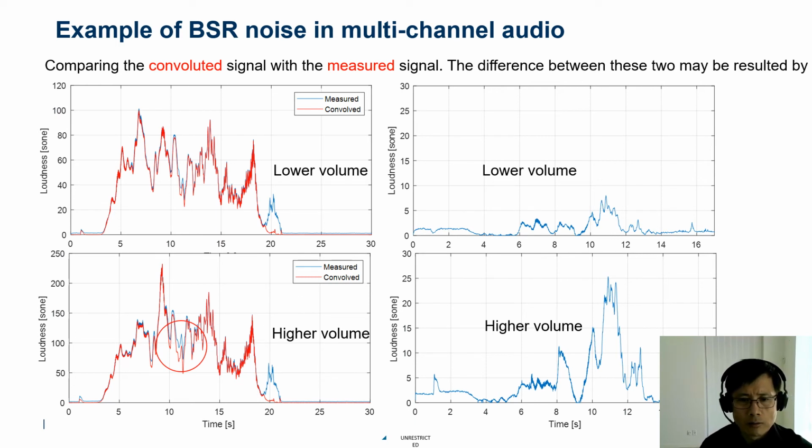This may be caused by the BSR events created by the system, and we can see that more clearly by subtracting these two responses, the blue and the red curves. That results in the two figures on the right-hand side, which clearly show that at certain frequencies of excitation, the BSR events increase. It's also clearly visible that a higher level of excitation gives rise to a higher level of BSR signal.